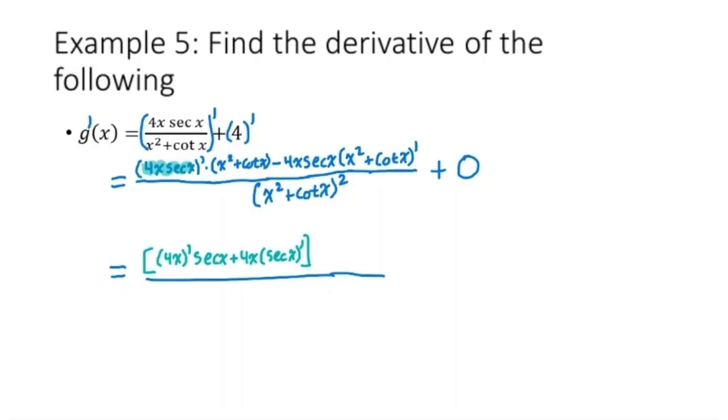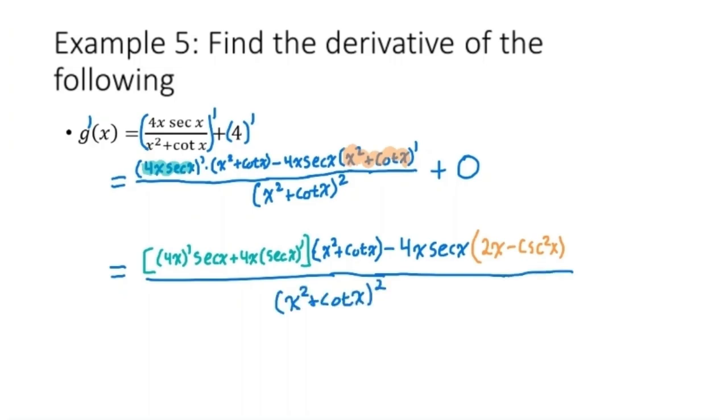Notice that I'm putting my product rule in grouping symbols here. I'm picking square braces instead of parentheses. That is because that entire derivative must be multiplied by the x squared plus cotangent x. Now we'll turn our attention to the x squared plus cotangent x. Because the last operation we perform is addition, we'll take the derivative one term at a time. The derivative of x squared is 2x. The derivative of cotangent x is negative cosecant squared x.